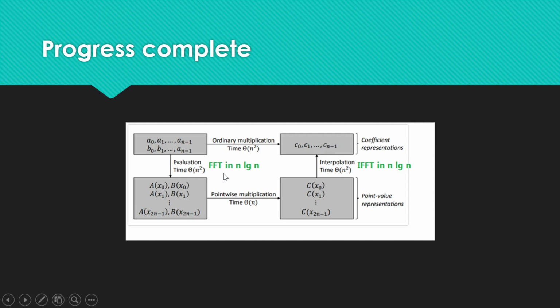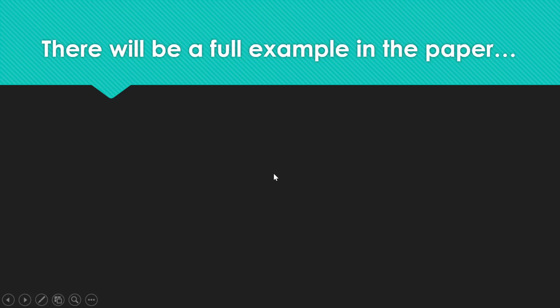So the magic of FFT is that it happens in n log n, and it can be used to convert coefficient representations to point value representations and vice versa. There will be a full example in the paper.